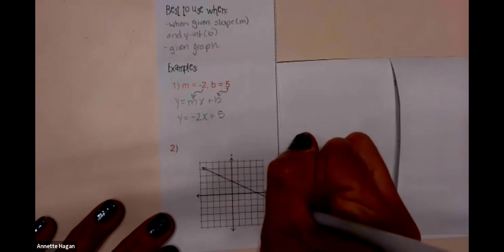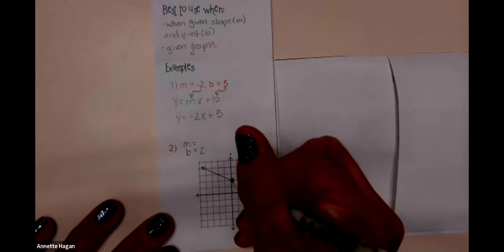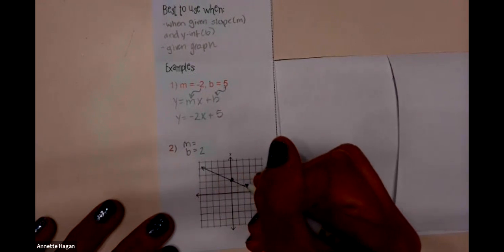If you're given a graph, it's pretty easy to do this too. What you need to find is the slope, and you need to find a y-intercept to do this. Y-intercept is always what I start with. In this case, the y-intercept is 2. It crosses the y-axis at 2. The slope, I always use the y-intercept for a point, and then I look and say, okay, where is there another good point?